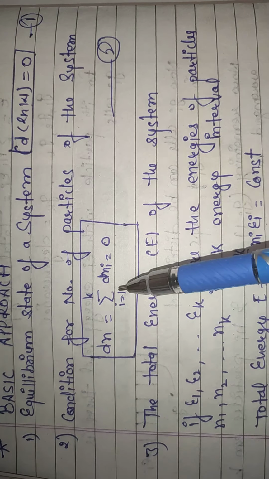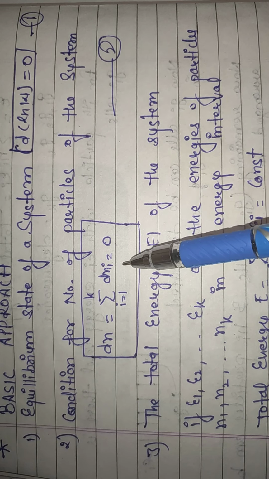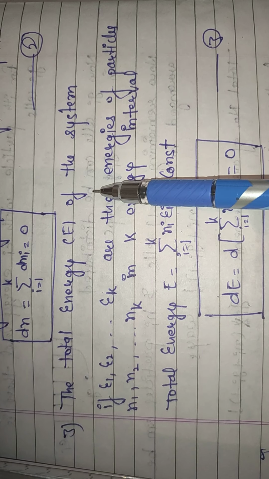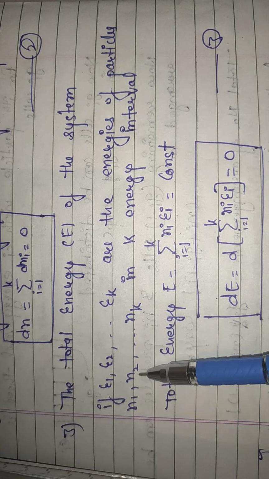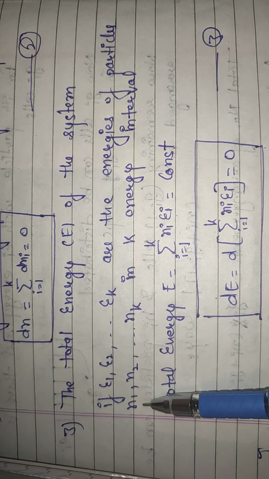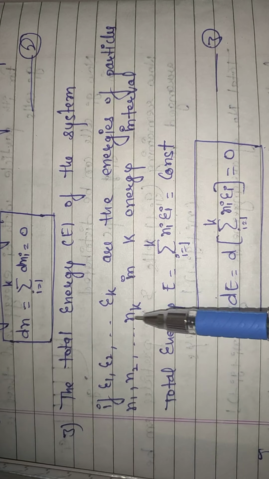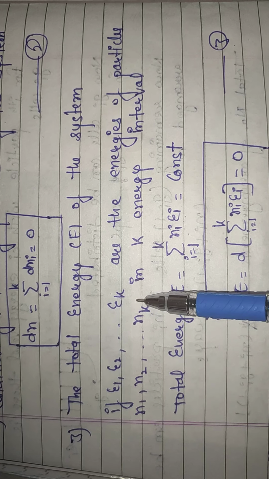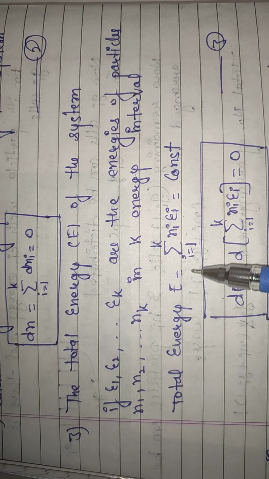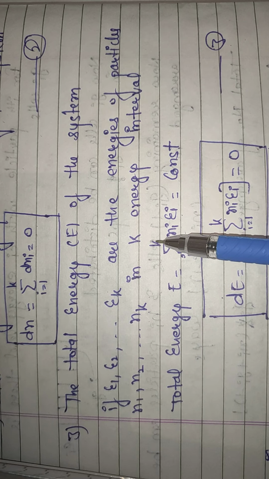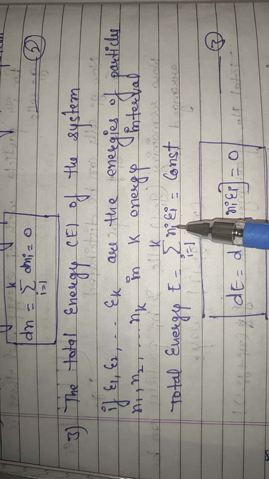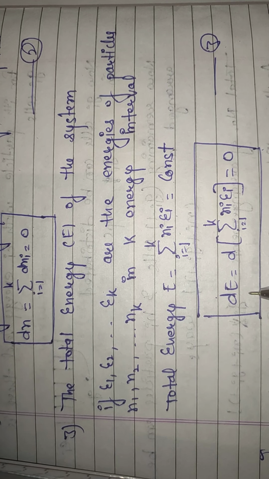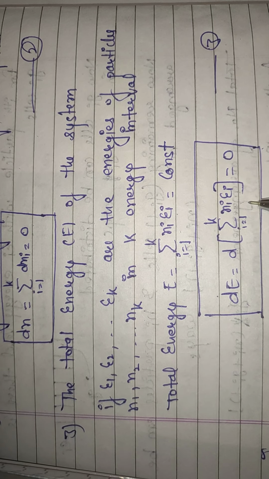This is the second condition that we have to follow. Third, the condition of the total energy of the system. Consider N1, N2 and Nk particles corresponding to the first, second and kth compartment, and epsilon 1, epsilon 2 and epsilon k are the corresponding energies of the particles. Then the total energy of the system is given by the summation of Ni epsilon i, for i equals 1 to k, which is equal to a constant. The total energy is constant, hence its derivative will obviously be equal to 0.